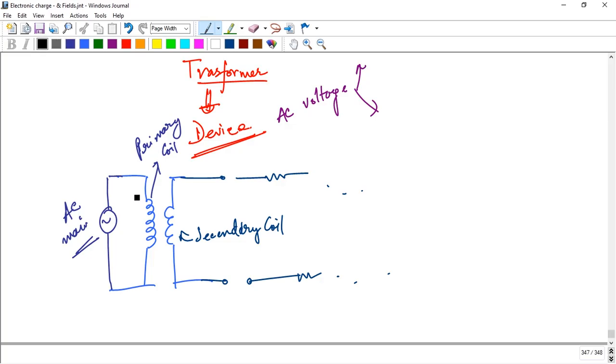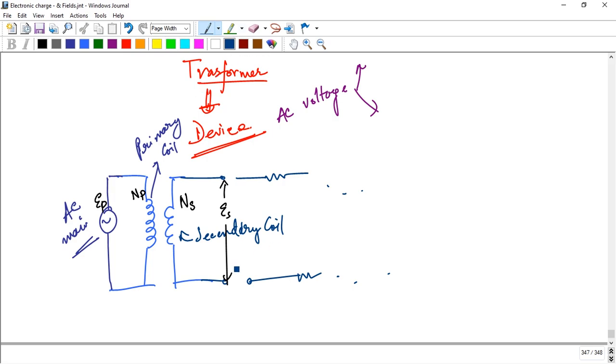Now the number of turns in the primary coil is NP, and the number of turns in the secondary coil is NS. The primary coil EMF is EMF of P, and the secondary EMF is EMF of S.